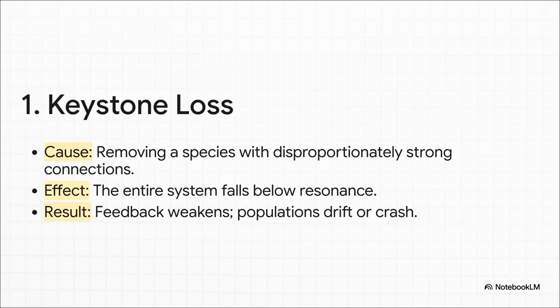Let's start with keystone loss. This is probably the one you've heard about. This is all about losing a species that has a totally outsized influence on the entire system. It's a major hub for all those constraints. When it's gone, the whole system's resonance just drops. The feedback loops get weaker, and all of a sudden, other populations that used to be stable start to drift or shrink or even just crash and burn.